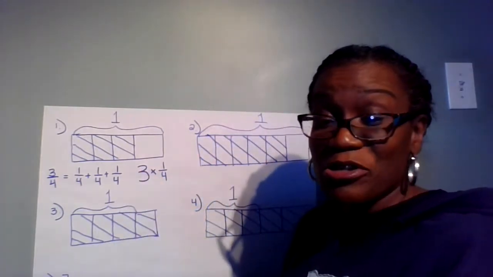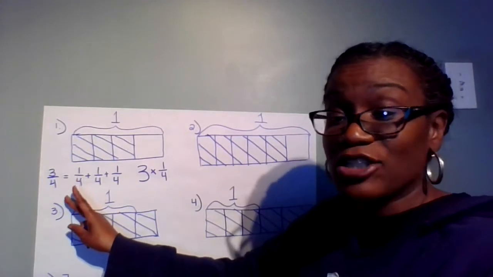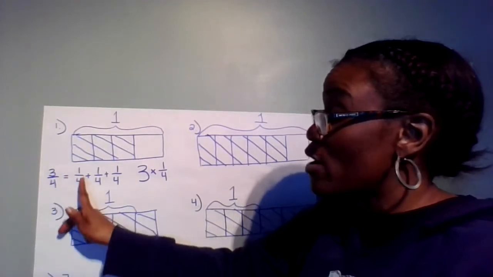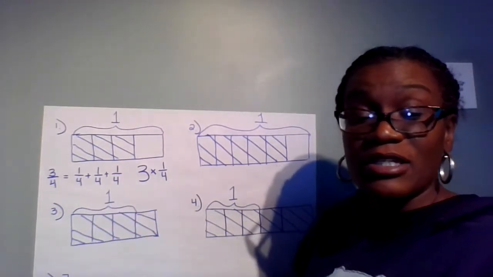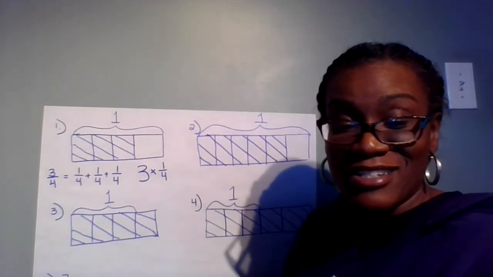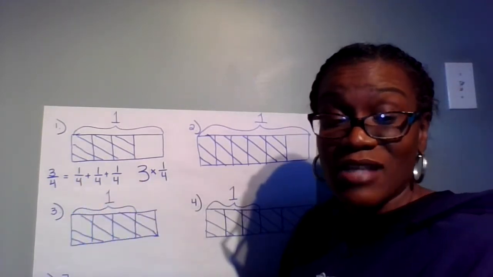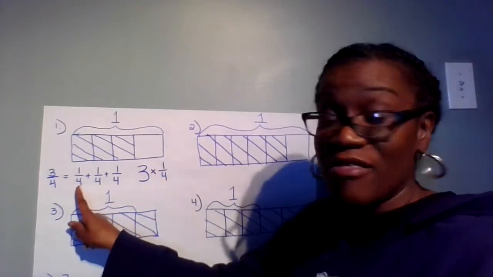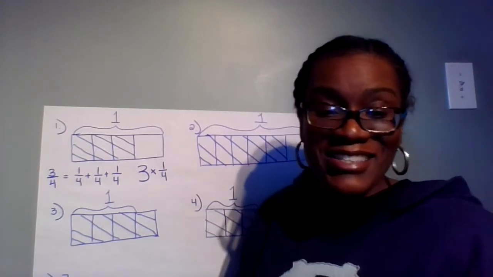So now, scholars, we just took this addition sentence from unit fractions, 3/4 equals 1/4 plus 1/4 plus 1/4, and we've turned it into an equivalent or equal multiplication sentence. 3, that's the number of unit fractions I have, times that unit fraction. And we're done. See how easy that was?